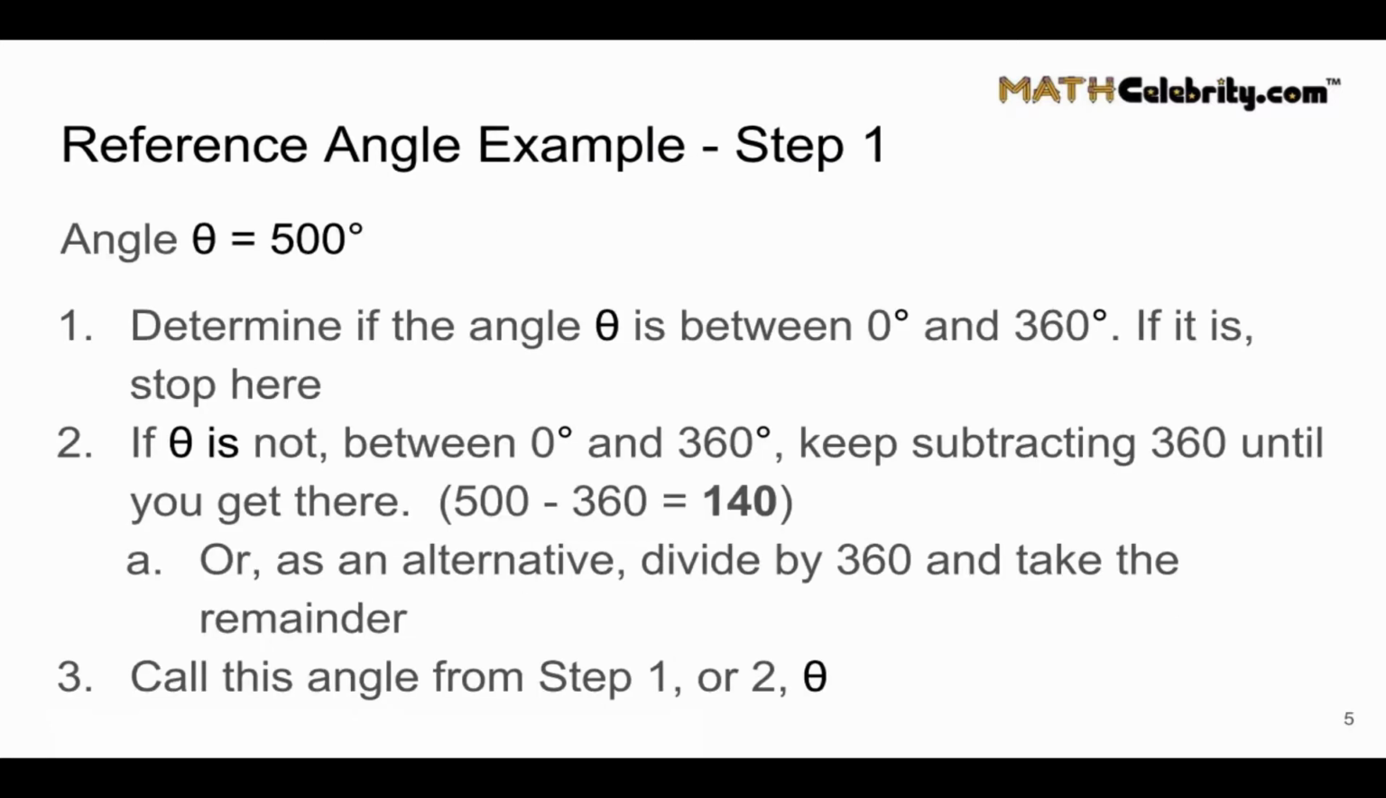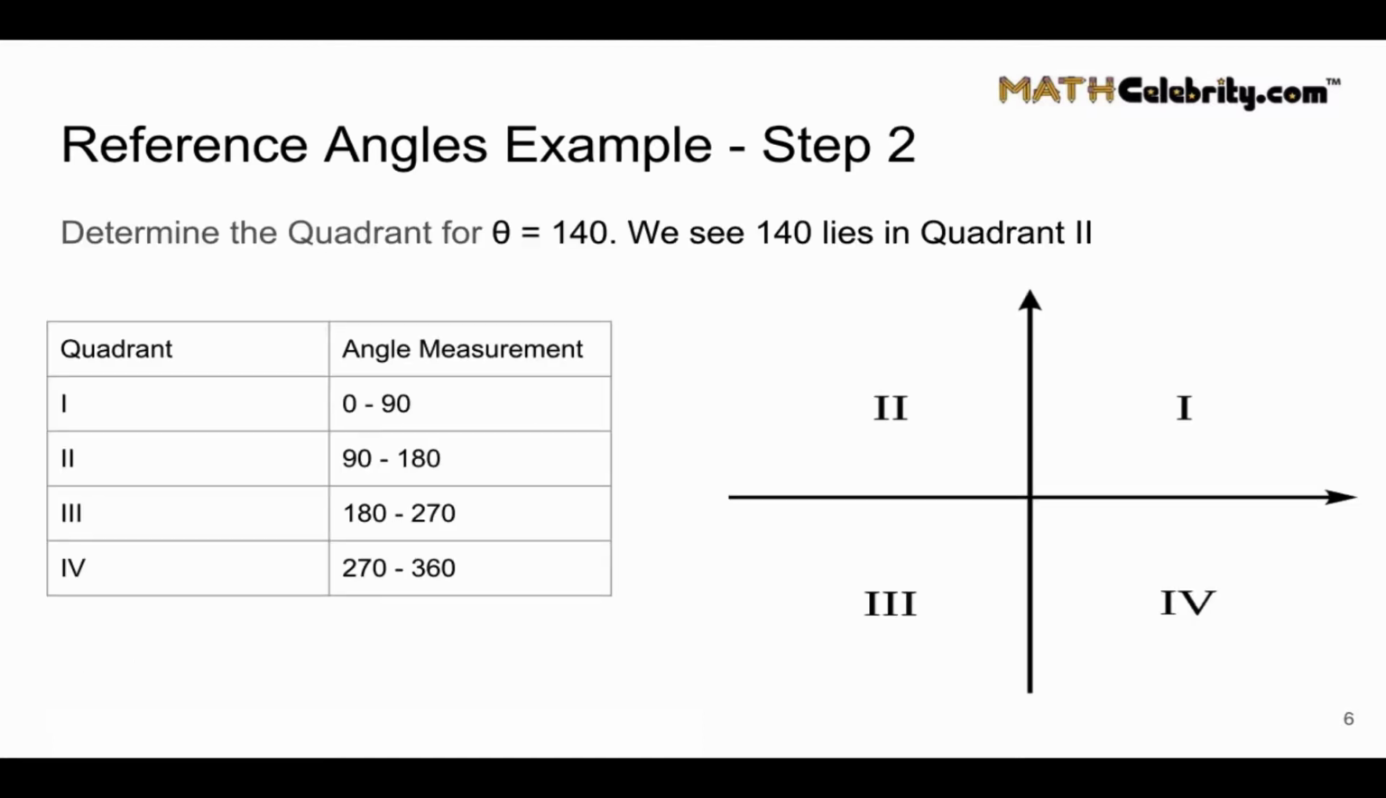With those steps in mind, let's walk through a real-world example. Let's take angle theta equal to 500 degrees. For step 1, we're going to walk through our choice here at the beginning. Is the angle theta between 0 and 360? It is not. So if it's not, we're going to keep subtracting 360 until we get there. So let's subtract 360 one time from 500. 500 minus 360 equals 140. And 140 meets our interval now of 0 to 360. Because we met this interval, 140 is our new theta. And we're going to move on over to step 2.